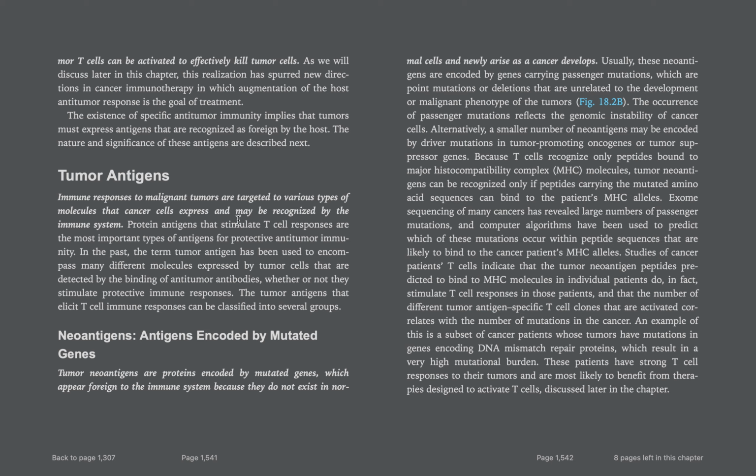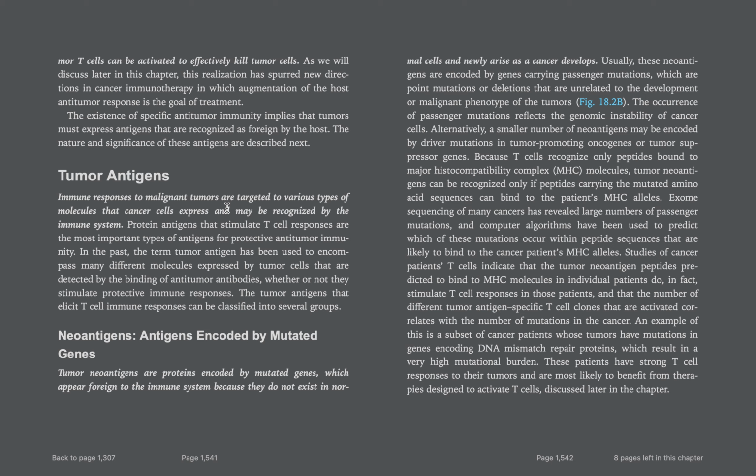Let's continue. Tumor antigens. Immune responses to malignant tumors are targeted to various types of molecules that cancer cells express and that may be recognized by the immune system. Protein antigens that stimulate T cell responses are the most important types of antigens for protective anti-tumor immunity. In the past, the term tumor antigens has been used to encompass many different molecules expressed by tumor cells that are detected by binding of anti-tumor antibodies, whether or not they stimulate protective immune responses.